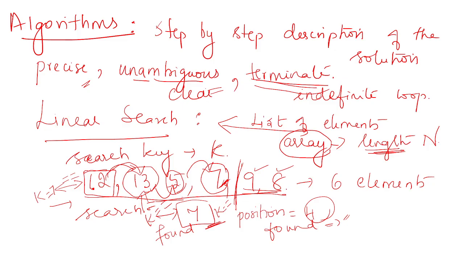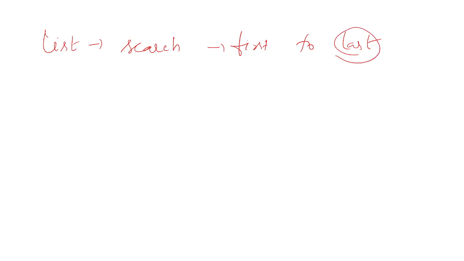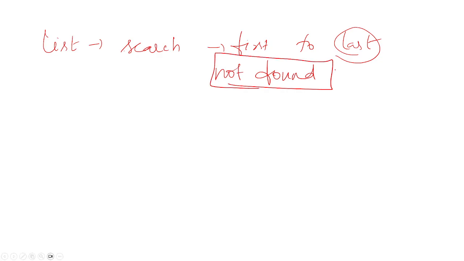So this is linear search. In any given list, linear search will start searching for the presence of an element from first to last. From the first element to the last element, it keeps on searching. If it is found, it will come out of the loop. If it is not found, it will continue till the last element, and finally it will say that I have searched all the elements in the list and the search element is not present. So this is the procedure for performing a linear search, and for this we now have to write an algorithm.